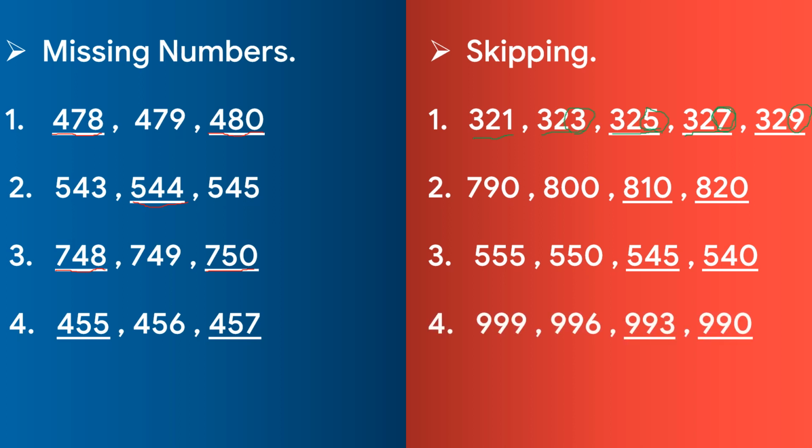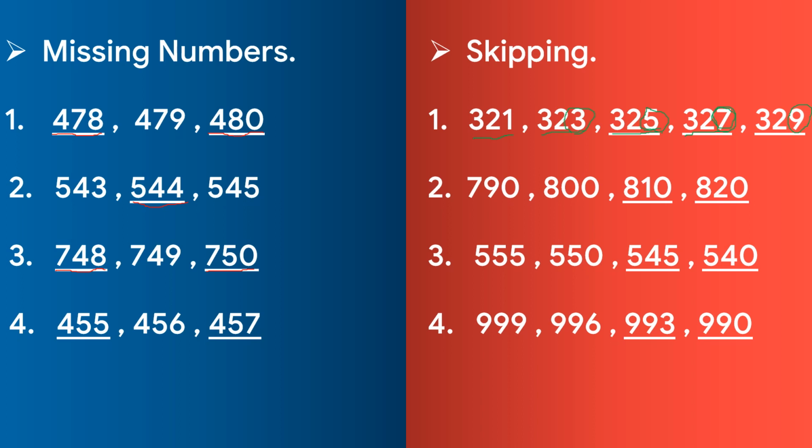Your third series is 555, 550, 545. This 545 is considered as the answer. See, is it backward or forward? It is backward. And by how many digits? By 5. So you have to subtract 5 from each number. 550 minus 5 is 545, and then again minus 5. 5 subtracted from 545 is 540.